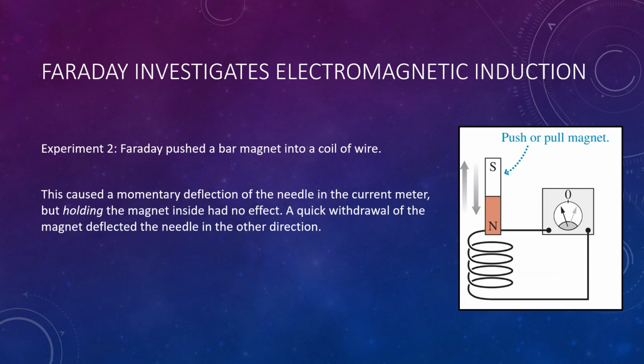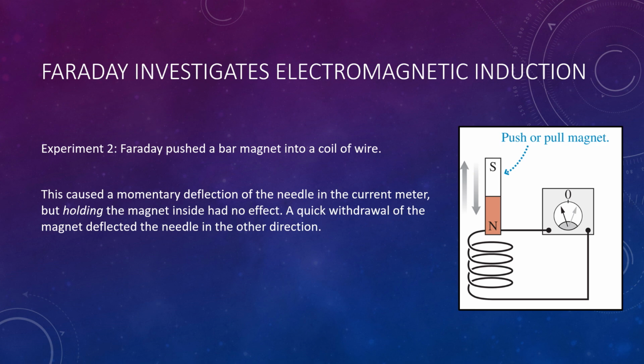So he then proceeded to take a bar magnet and push it through a coil of wire. So his idea is, if it's a changing magnetic field that's giving us a current, well, you can change a magnetic field, sure, by opening or closing a switch, but why not take a magnet and pass it through the coil? So this is what he did.